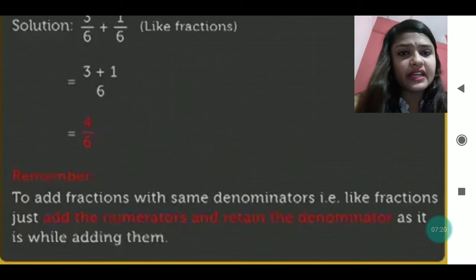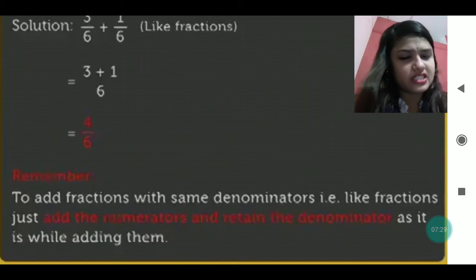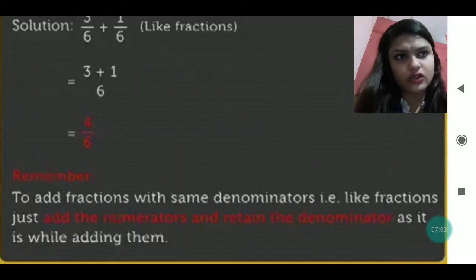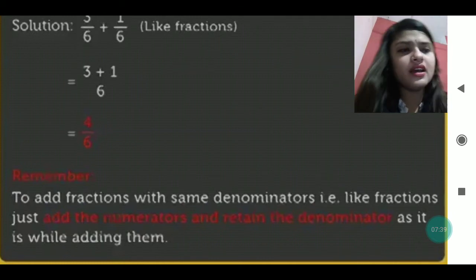See what is written. To add fractions with the same denominator, that is like fractions, just add the numerators and retain the denominator as it is while adding them. It means when you are adding, you don't have to touch the denominator. You don't have to do anything with the denominator. You take the denominator as common, you add up the numerators, and you will get the answer.